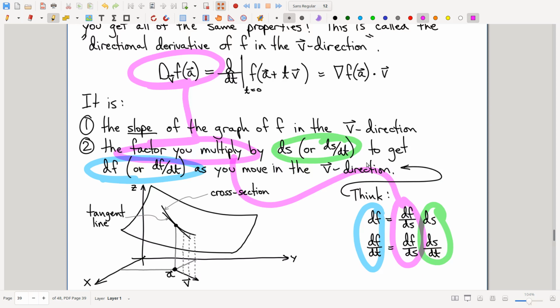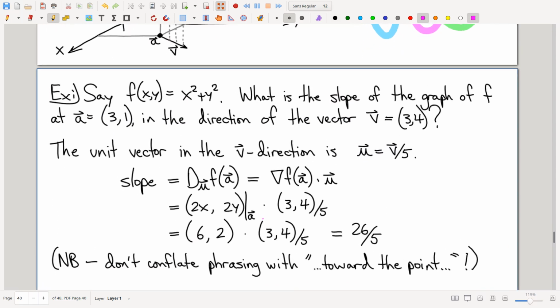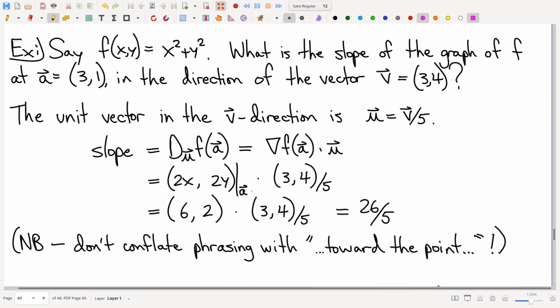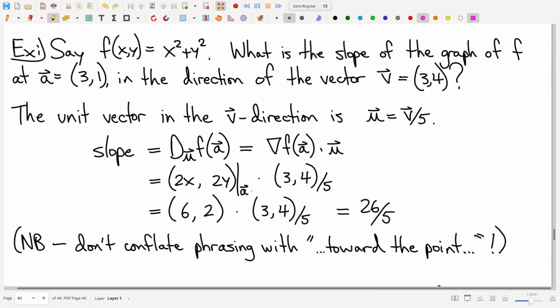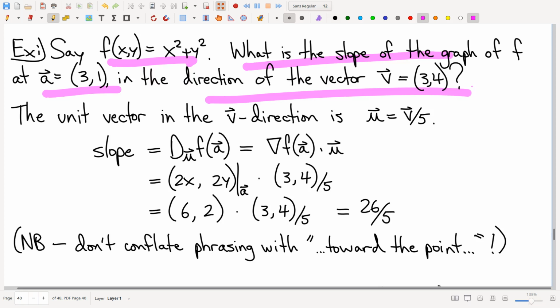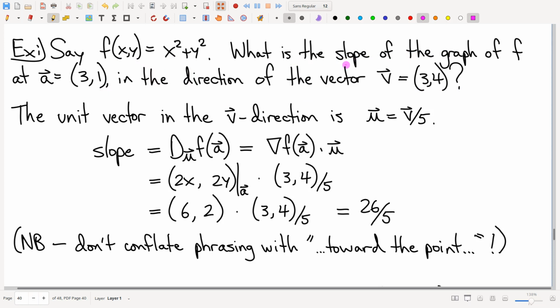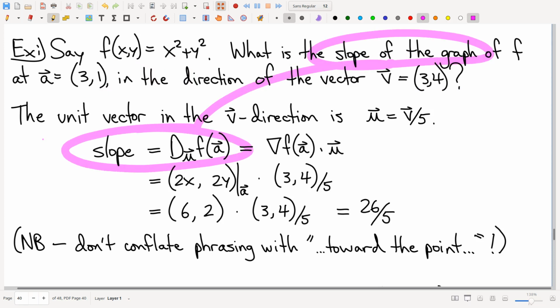Okay, so all that in mind, here we go. So here's an example. I've got some function. The question asks, what's the slope of the graph at a particular point and in a certain direction? Okay, well, this is right down the pipe, exactly an application of directional derivatives, because that's what directional derivatives compute, among other things. This is one thing that I can say is slope of the graph. That is on the list of interpretations for directional derivatives.